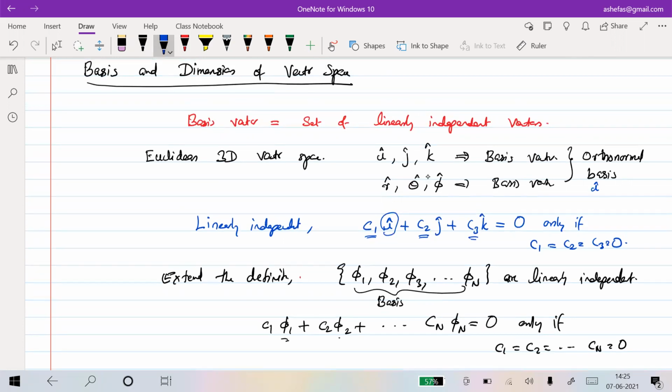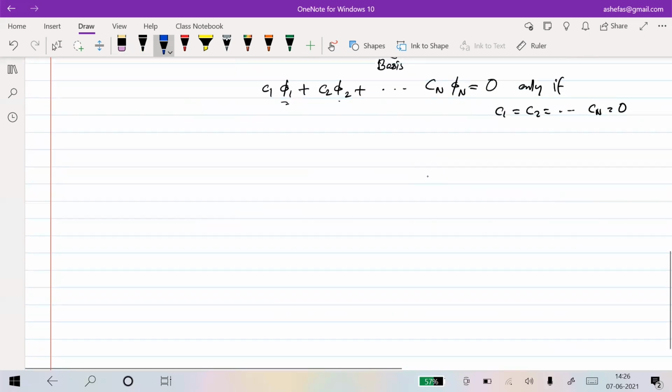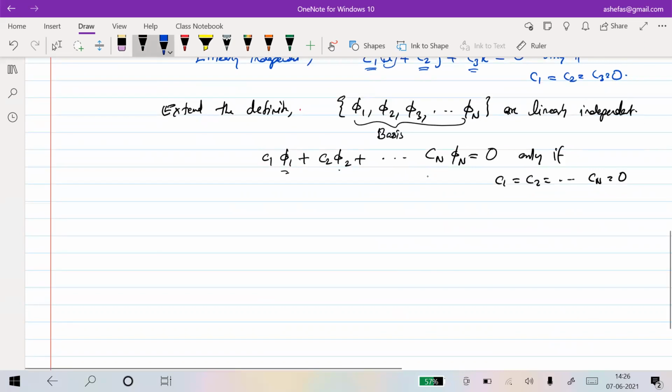Because the dot product, the scalar product, between any two basis vectors is 0, and the length of each of these basis vectors is 1. It is normalized, unit norm, and they are orthogonal. So that is why it is called an orthonormal basis. Okay, so what is a basis?